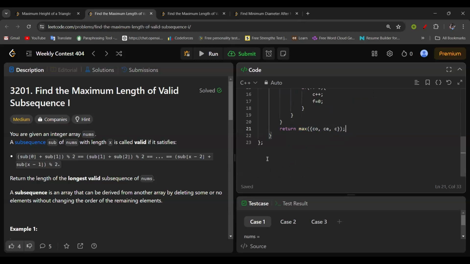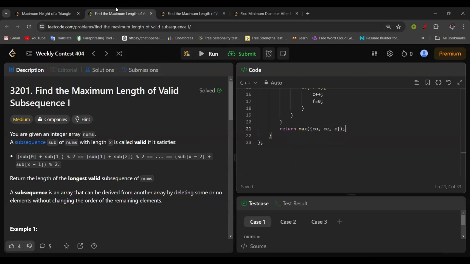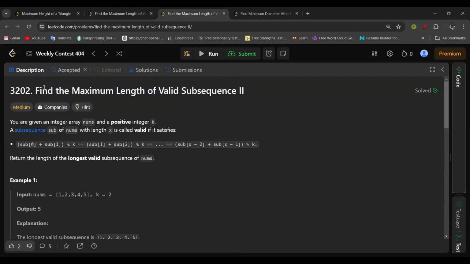Okay, so now let's move to the third problem. So the third problem is an extension of the first problem only. You can see find the maximum length of valid subsequence 1, and this is maximum length of valid subsequence 2. So it's an extension of the previous problem. That's the first thing. Now, what's the difference in this?